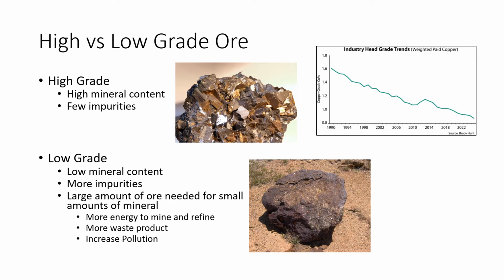And so what does that really mean? These high grade ores have very high mineral content with very few impurities, so we don't have as much waste. Whereas in low grade ores, you have a very low mineral content, more impurities, a lot more energy needed to actually mine and refine this, more waste product, and because of that, obviously more pollution. And so if you look at the graph up there, you have the amount of high grade copper that we have mined in the past, and it's decreasing because we have to go with lower and lower grade ore because we've already mined the good stuff.